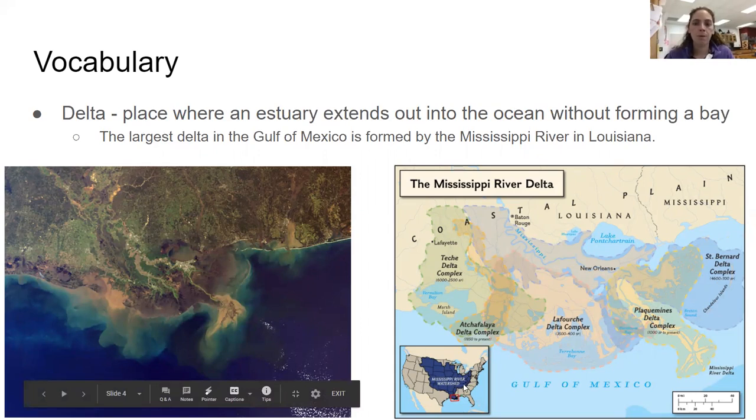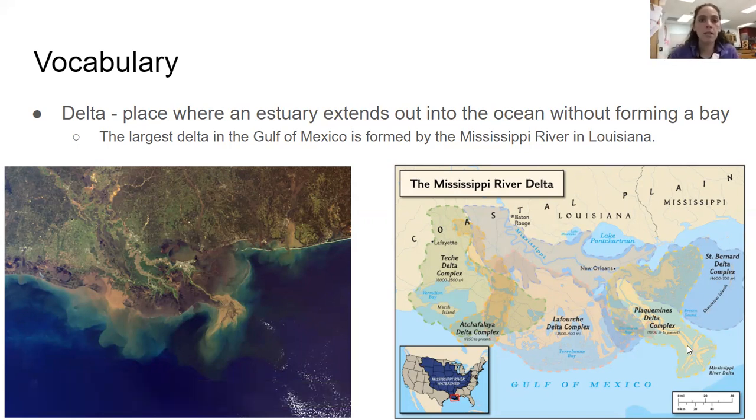Mississippi River comes from a very large watershed and carries with it lots and lots of sediments, soil, silt. And over many hundreds of years, that has built up the delta. All that sediment has been deposited in the Gulf of Mexico and now has become land. Now it's very mushy and such, but we've got our land here forming our delta. This is the largest delta in the Gulf of Mexico.